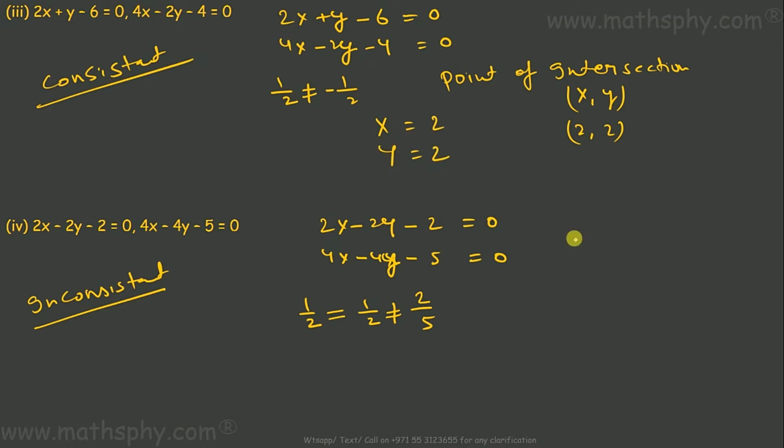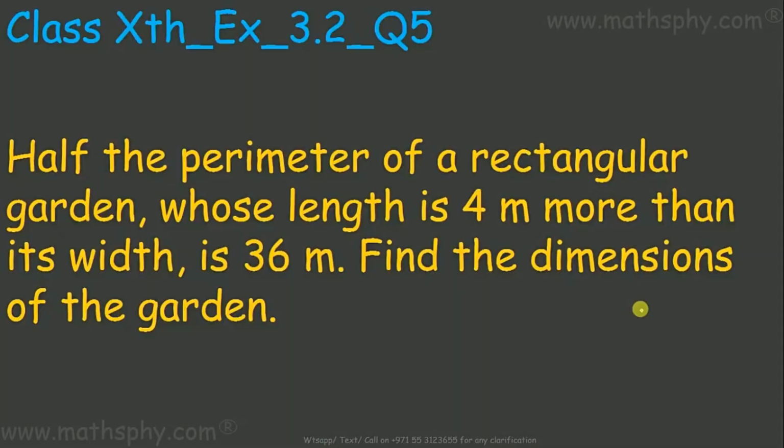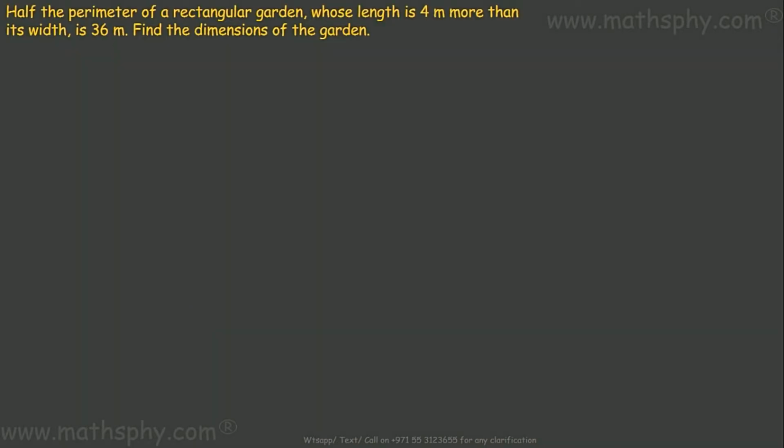All done? Alright. This question here, it says, half the perimeter of a rectangular garden whose length is 4 meters more than its width is 36 meters. Means half of perimeter of this rectangular garden is 36 meters and its length is 4 meters more than its width. Find the dimensions of the garden. I'll write like this. Half perimeter is 36 meters. So full perimeter would be 36 into 2, which is 72 meters.